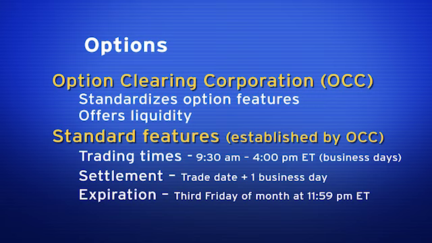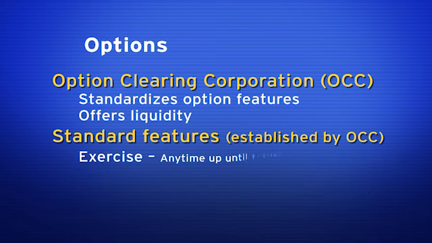Now, when do options expire? They expire on the third Friday of the month at 11:59 p.m. Eastern Time. Another standardized feature: when can I exercise my option? If I buy a call, when can I exercise that call? When I buy a put, when can I exercise that put?